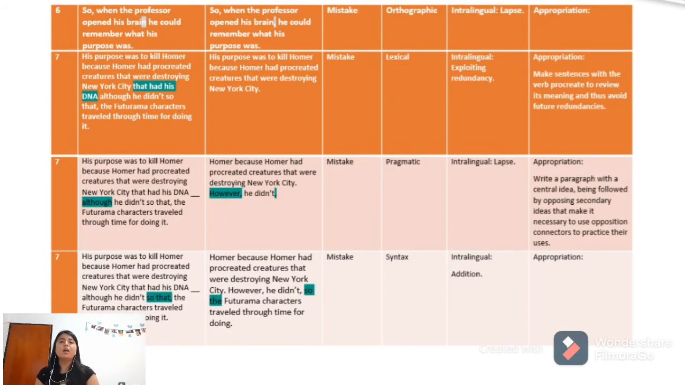In the seventh line: "Homer had procreated creatures that were destroyed in New York City that had his DNA." The correction is: "Homer had procreated creatures that were destroyed in New York City." This is an error and the classification is lexical, as there is a confusion with the meaning of the verb procreate, which causes the student to add unnecessary information. Therefore, its source is exploiting redundancy.